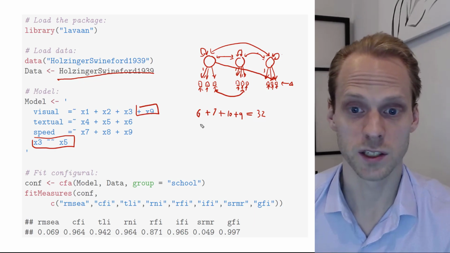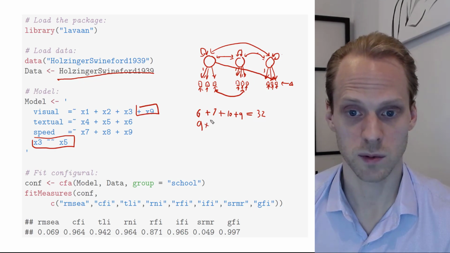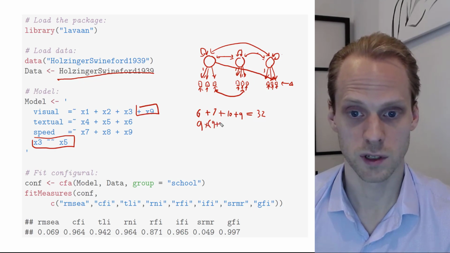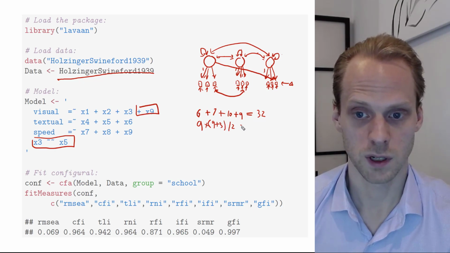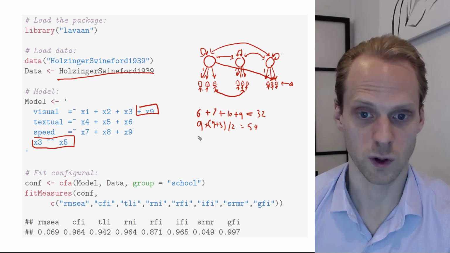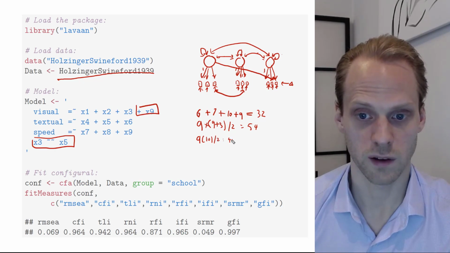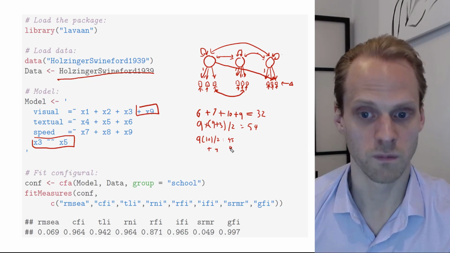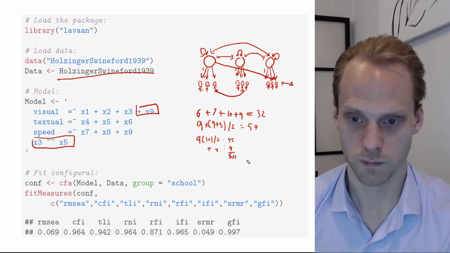So how many observations do we have? We have 9 items, so 9 times (9 plus 3) divided by 2 equals 54 observations. Right? We can also think about that as having 9 times 10 divided by 2 equals 45 variances and covariances plus 9 intercepts equals 54.